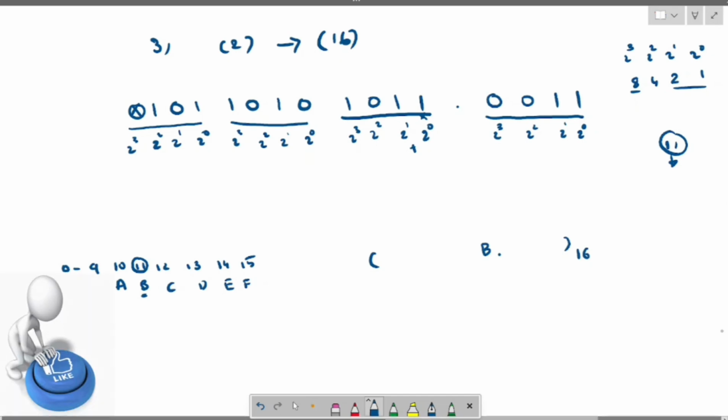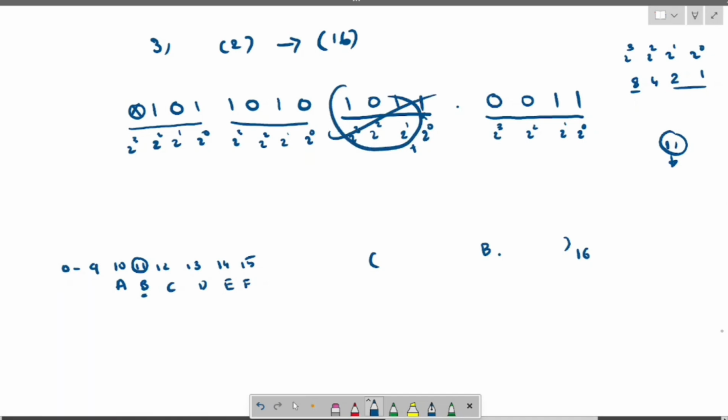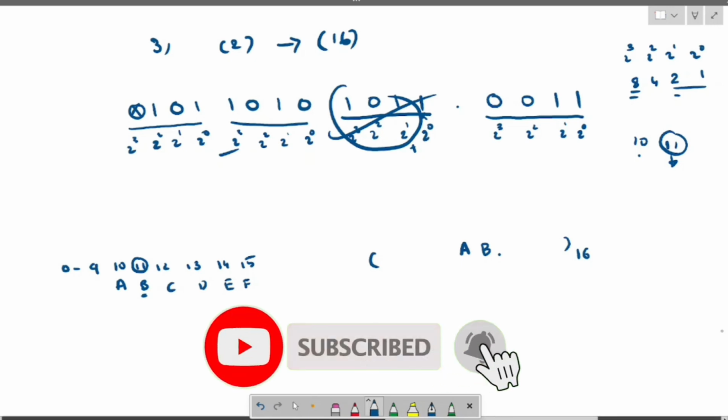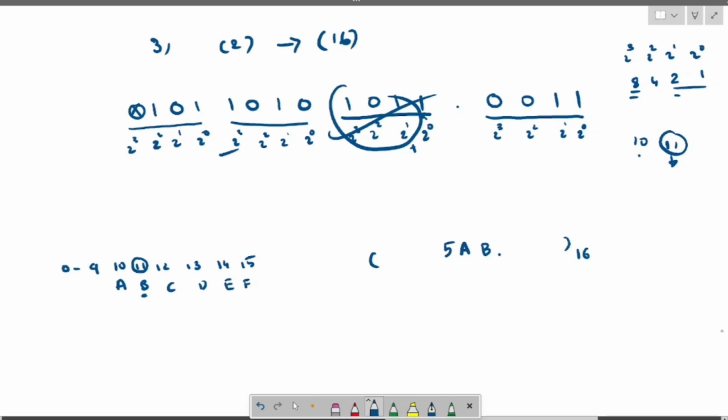Okay, I hope this is clear. Now let us move to the next set. Here we have only two things, 8 and 2 power 1, so 8 plus 2 which is 10. 10 means you need to write it as A. Now this is done. Same way 2 power 0 and 2 power 2, simply we have done, and it is 5. Now after the point, same thing, it is 3, so 5AB.3 base 16 is our final answer.